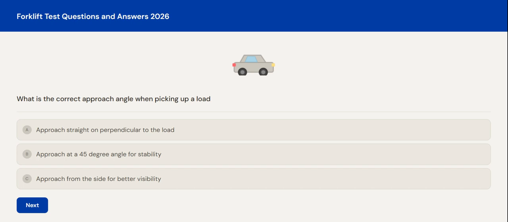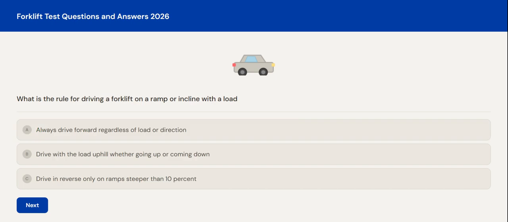Next point, what is the correct approach angle when picking up a load? Straight on, perpendicular to the load. Approaching at an angle puts uneven stress on the forks and pallet. Straight in, every time, ensures the load is centered and balanced before the lift.